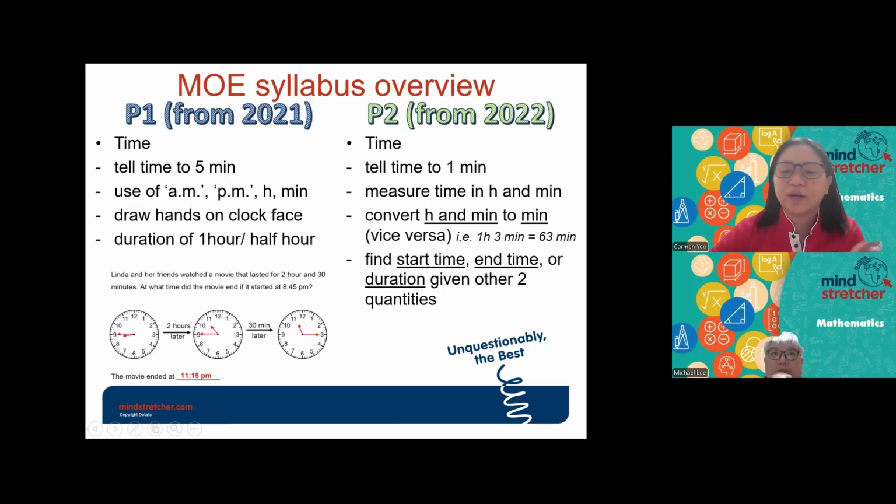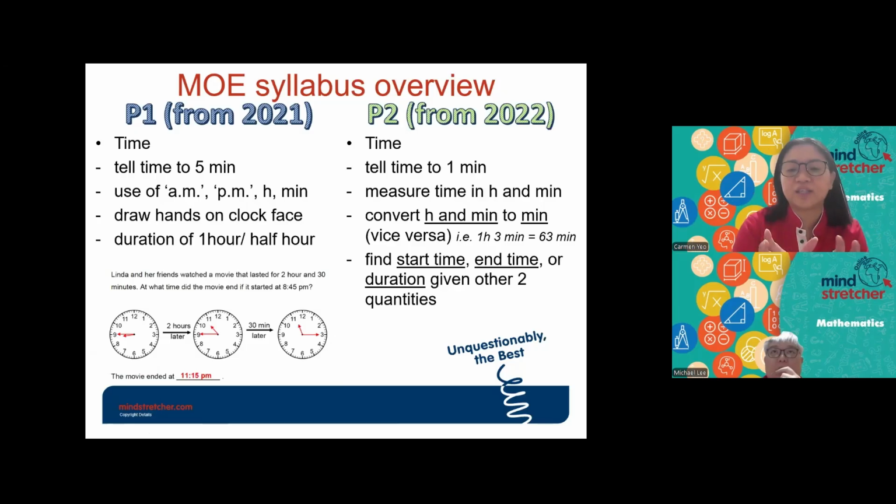So for example, 1 hour, 3 minutes. They need to know that 1 hour is 60 minutes, and 1 hour, 3 minutes is 60 plus 3 minutes, 63 minutes. Right, then there will also be some simple word problems involving time, whereby they will need to find the starting time or the ending time of certain events, okay? Or it could be that they are required to find the duration.